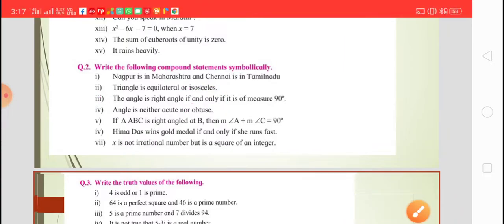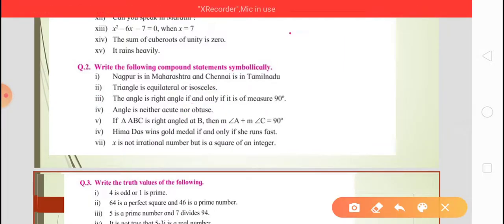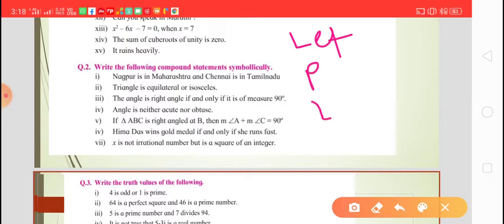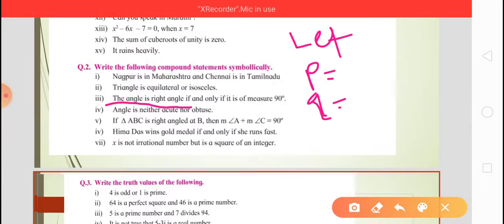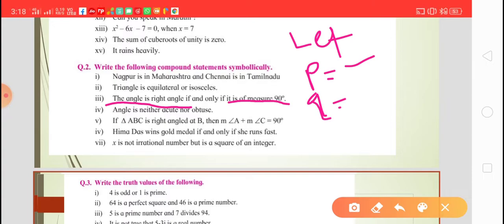So friends, firstly write down which two simple statements are connected here. What is the first simple statement? Angle is a right angle. So write down: P statement is angle is a right angle. And now what is the second statement? It is of measure 90. It means the angle is of measure 90 degrees.